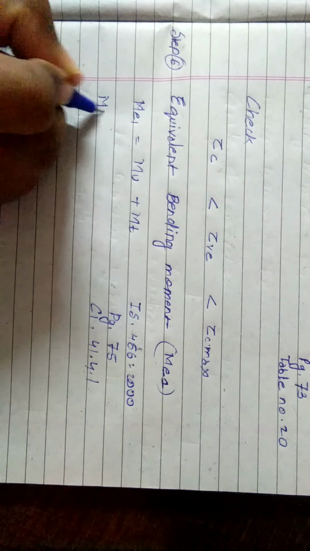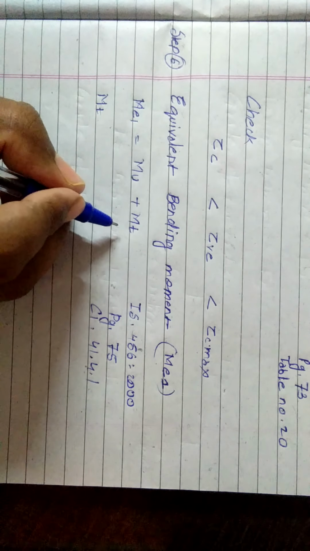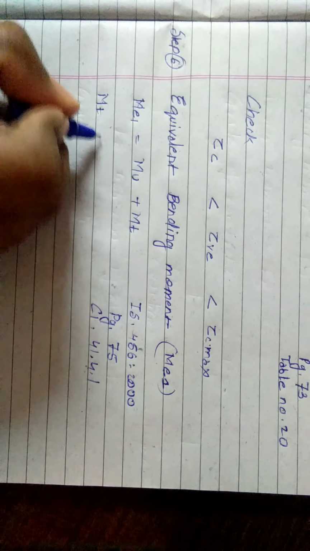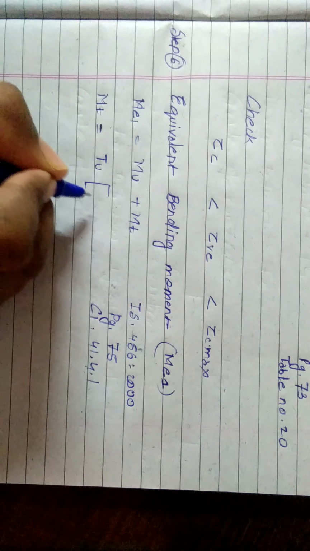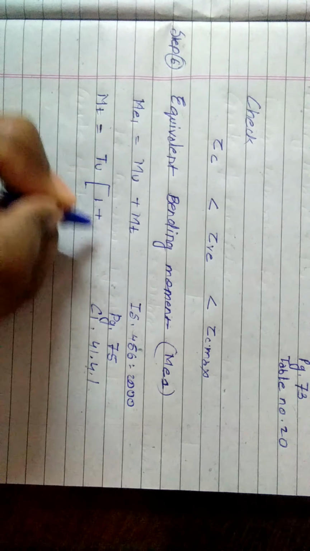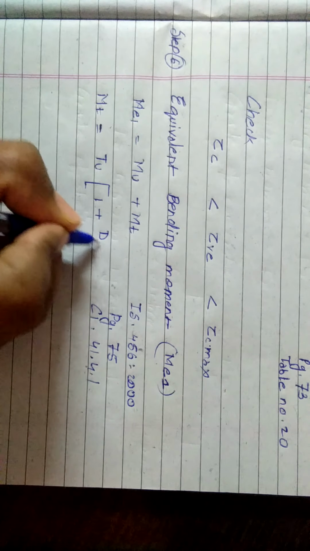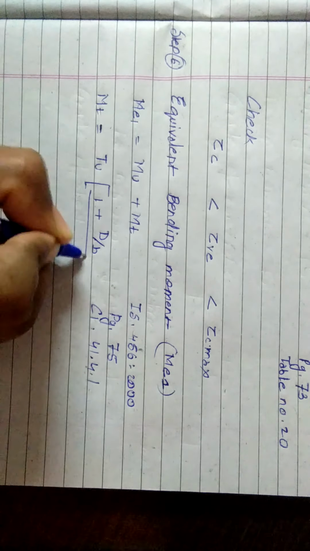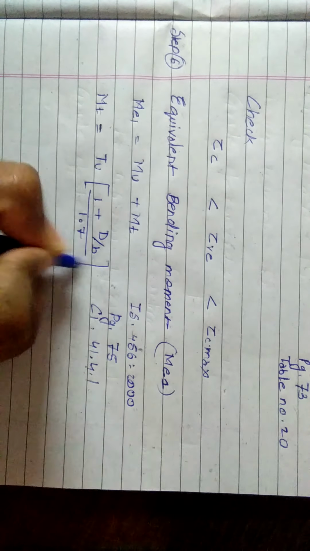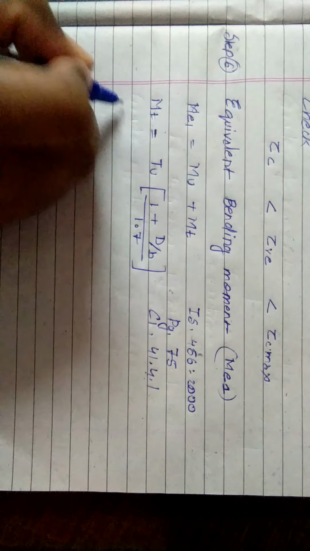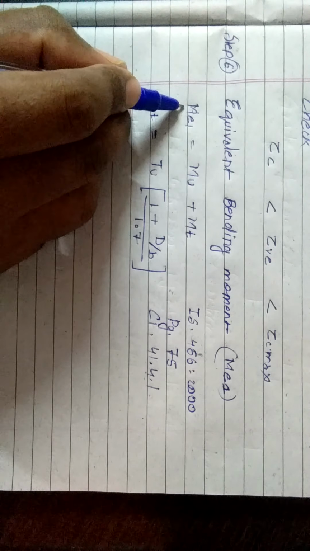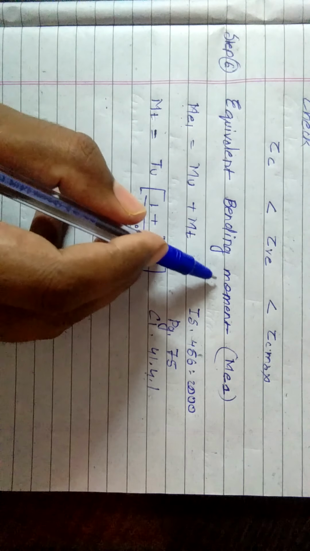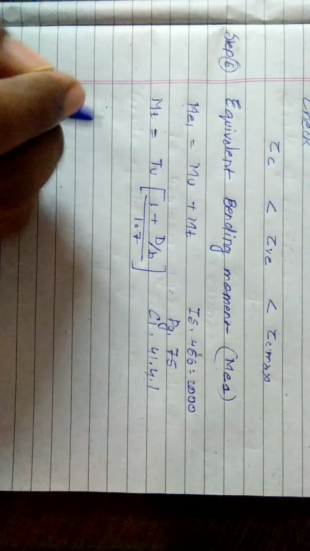Now we know the value of TU, but MT we don't know. Now for that, MT is equal to TU multiplied by 1 plus overall depth divided by b, whole divided by 1.7. Okay, now for the value of ME1, the equivalent bending moment, there is also a condition.